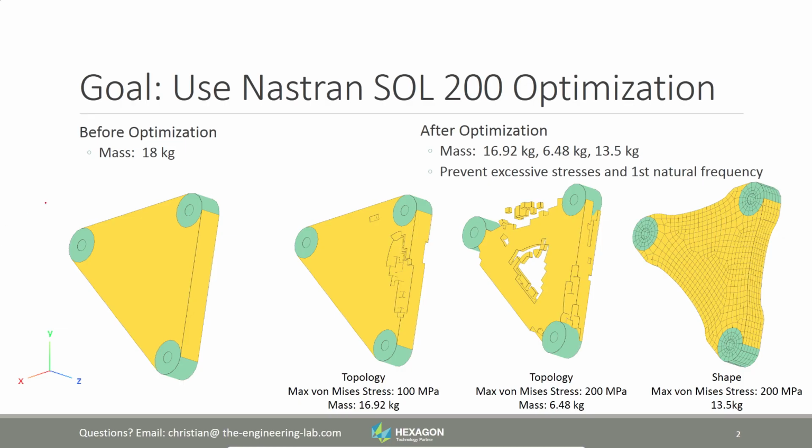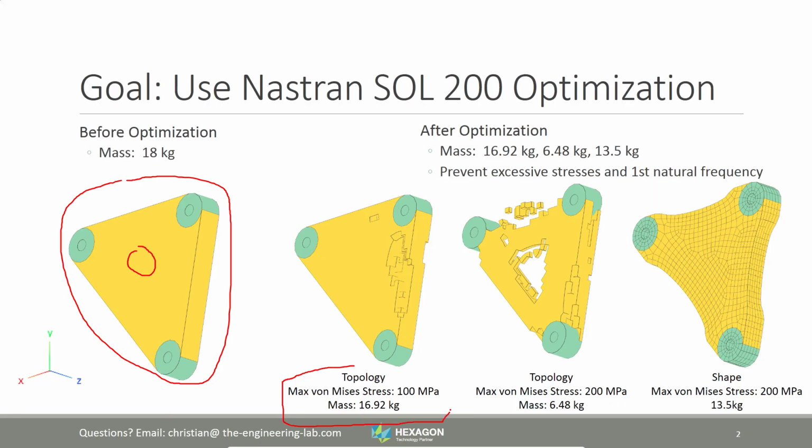Here on the left, this is the starting geometry. Basically, we want to either remove or add material to the golden section of this part. I did three different types of optimizations. One optimization involved a topology optimization with a maximum von Mises stress of 100 megapascals. This yielded very little mass savings.